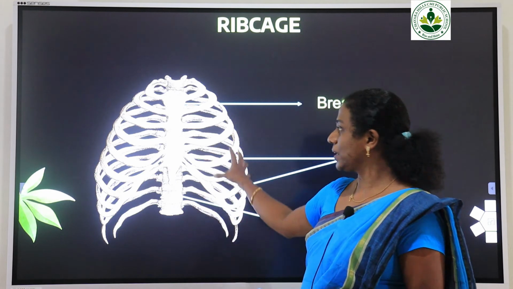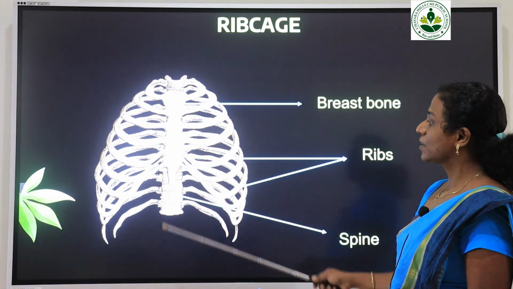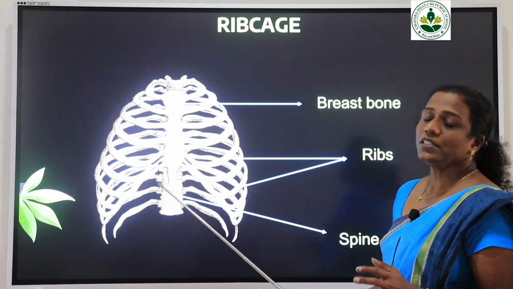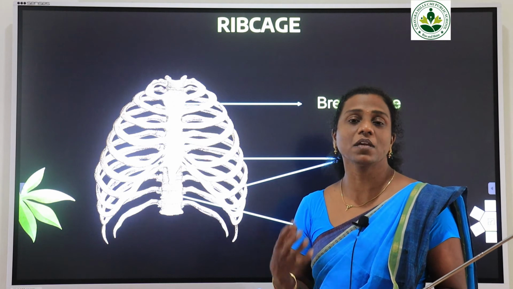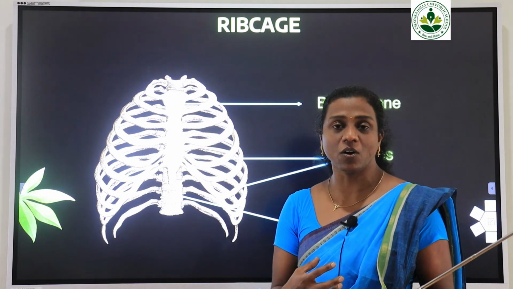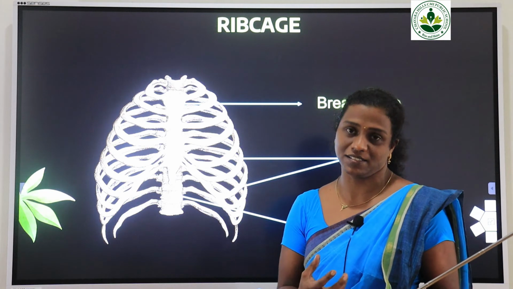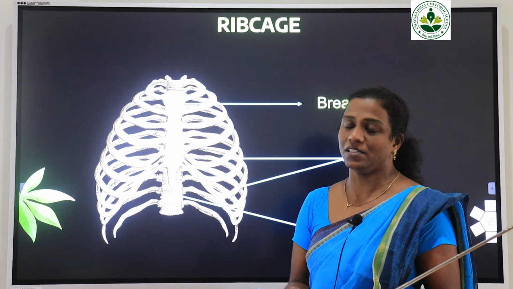This is the diagram of the ribcage. You can see that the ribcage is mainly located in our chest portion. It protects our internal organs, the lungs and heart.